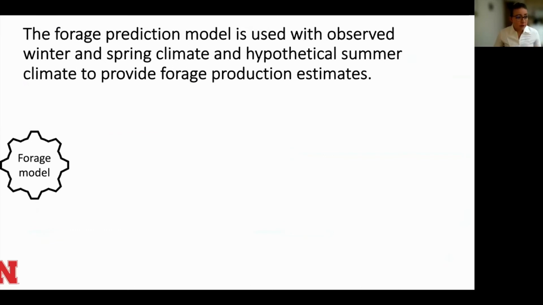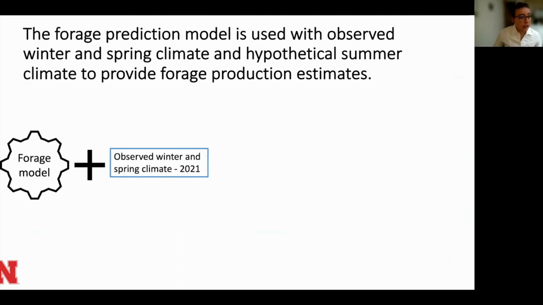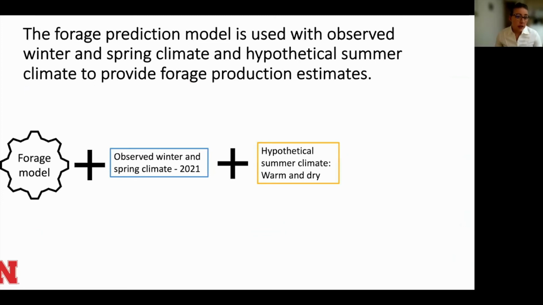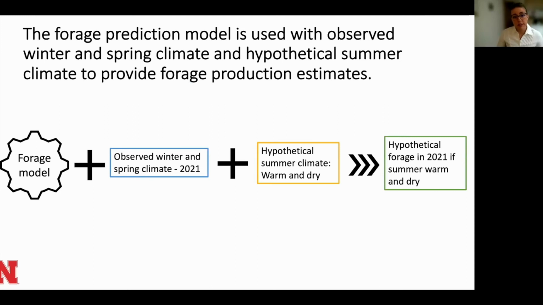So right now we have the forage model where the input is the seasonal climate and the site-specific growth characteristics. What we can do is that we input the up-to-date observed winter and spring climate. So let's say, for example, in 2021, and then we can enter in a hypothetical summer climate. So kind of like a climate scenario. So let's say that we choose to enter in that the summer was warm and dry. And the output of the model is this hypothetical forage in year 2021 if the summer was warm and dry.